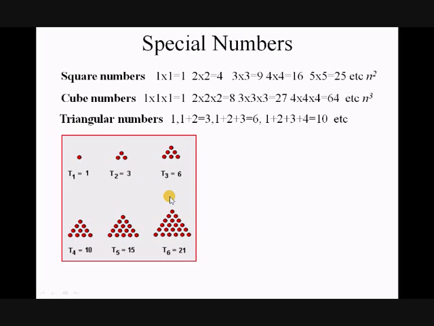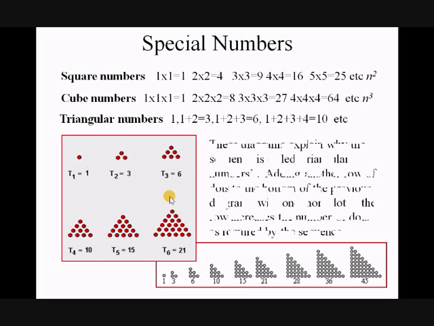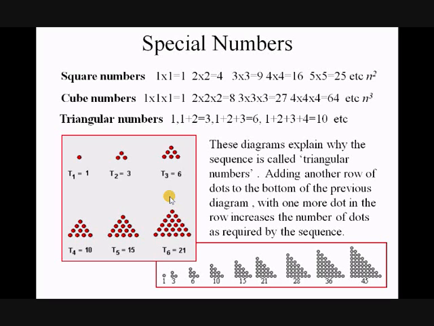So you build up a dotty picture of this type, and you can do it as a right angle triangle. And there's the triangle numbers up to 45. And just a reminder, the diagram explains why they're triangular numbers. Adding another row of dots to the bottom of the previous diagram with one more dot in the row increases the number of dots as required by the sequence.